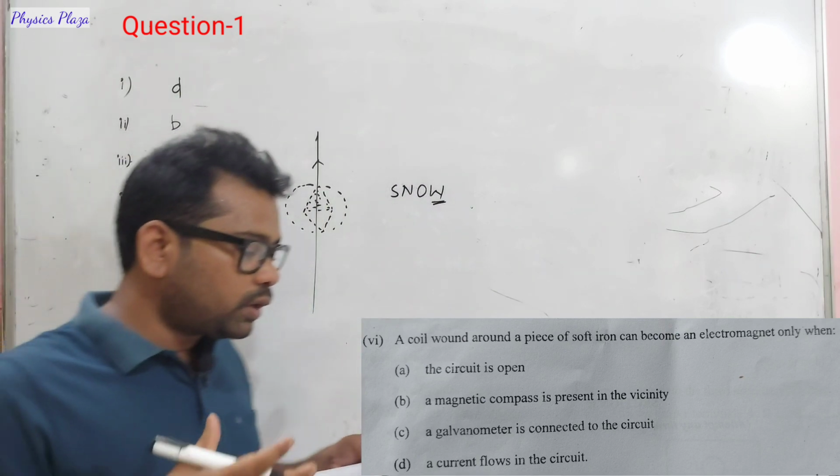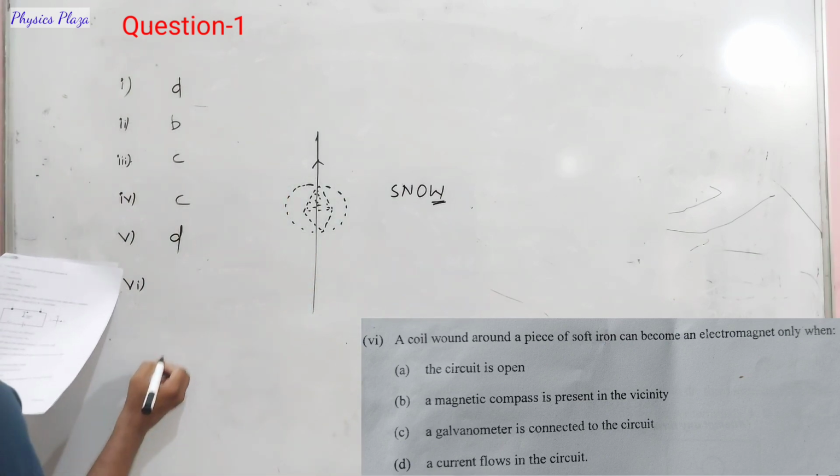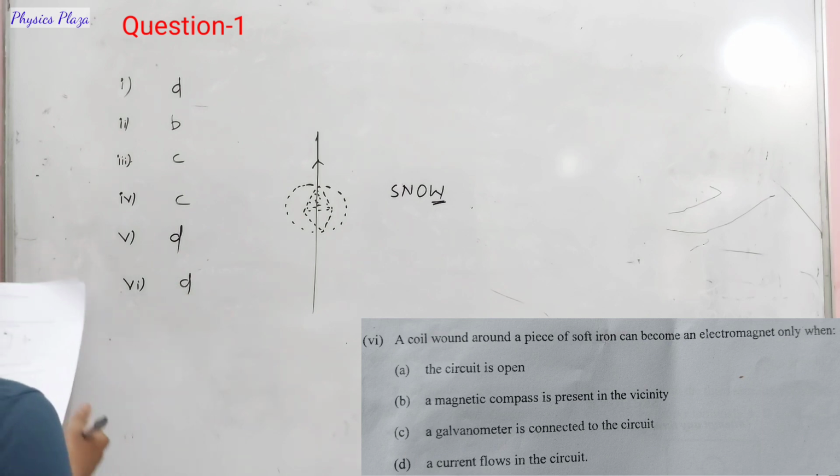So the students who are good at the definition of electromagnet can do this question. So here option D is right.